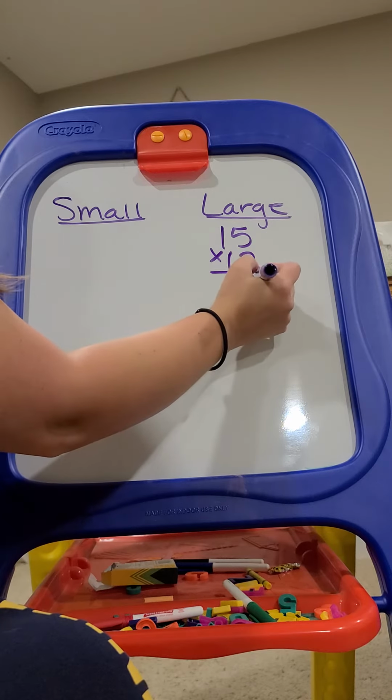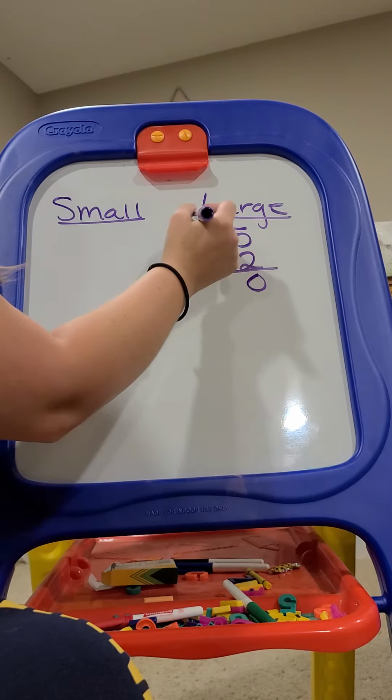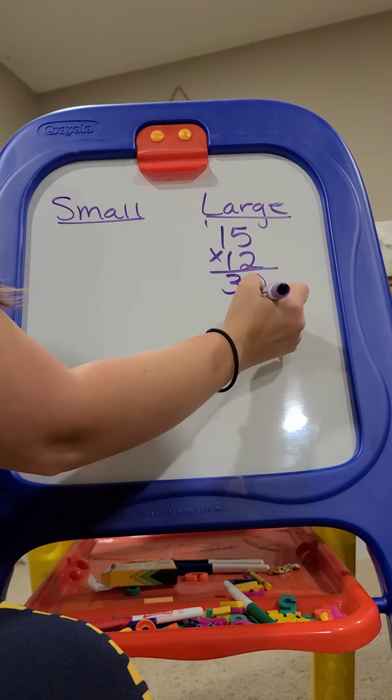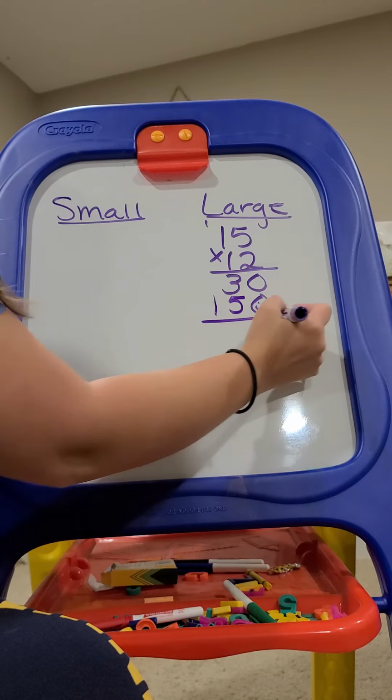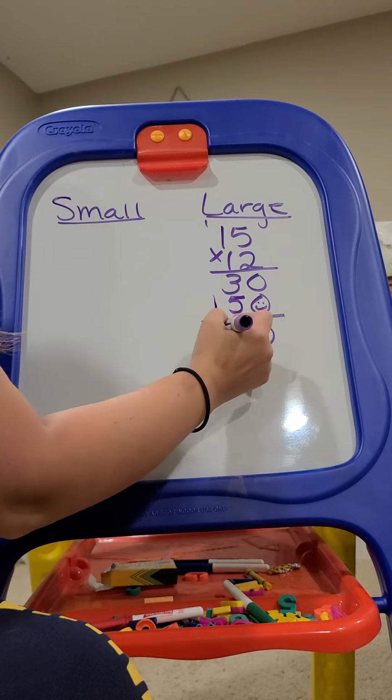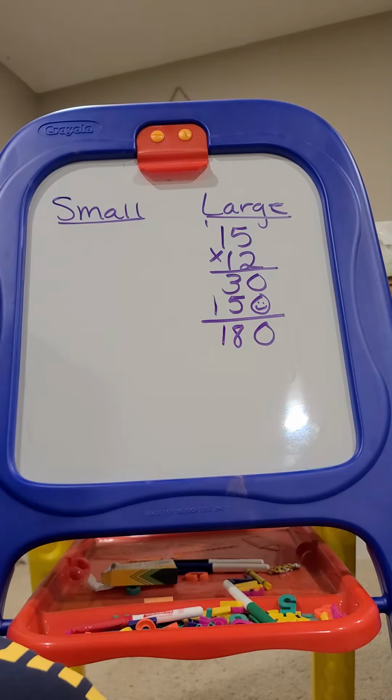2 times 5 is 10. 2 times 1 is 2, plus 1 is 3. I'm going to put my happy little placeholder. 1 times 5 is 5, and 1 times 1 is 1. So we end up with a total of 180 large buttons.